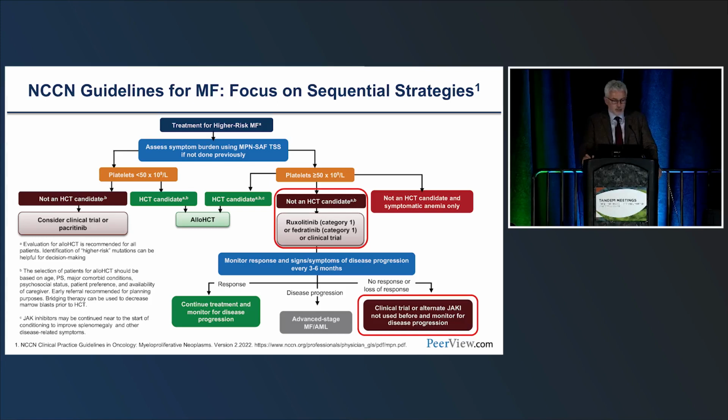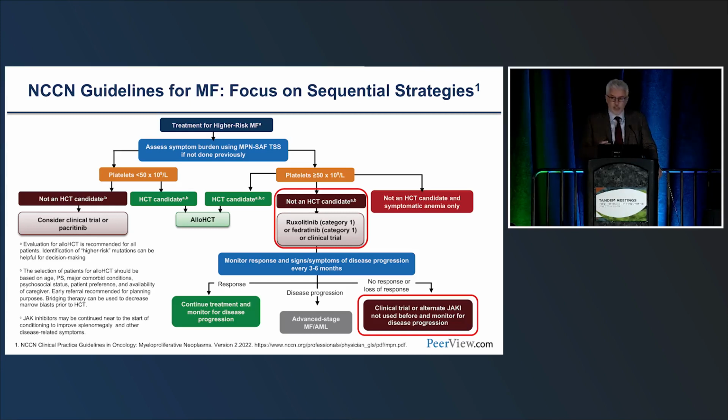So where are we now with the guidelines? Where do we expect things to change? On the right side, we have platelets above 50, patients who are not transplant candidates, and we're going to talk about that in discussion. Ruxolitinib or fedratinib are listed as category 1 evidence-based drugs to be used for control of spleen and symptoms. Pacritinib is coming along, and it will possibly be placed for patients with platelets below 50.